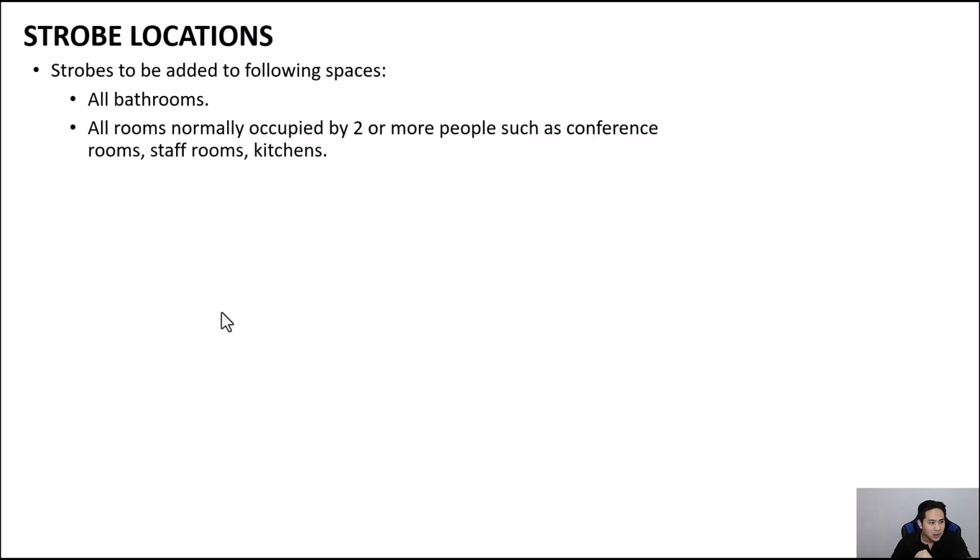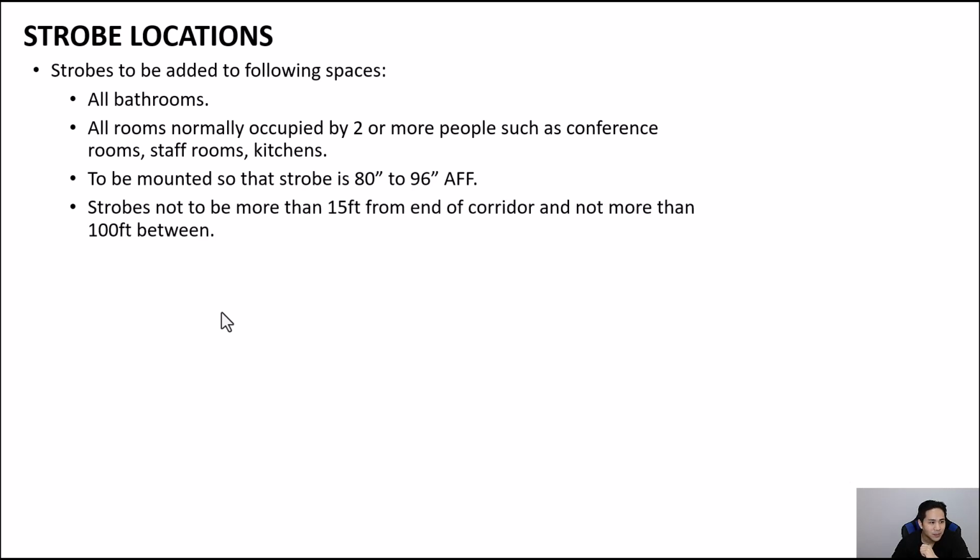Next, we'll talk about strobe locations. And strobes are to be added to the following spaces. All bathrooms need at least one strobe. All rooms normally occupied by 2 or more people, such as conference rooms, staff rooms, kitchens, those type of areas. They are to be mounted so the strobe is 80 to 96 inches above finished floor. And strobes are not to be more than 15 feet from the end of a corridor and not more than 100 feet between strobes. Strobes should be placed so it is visible from anywhere in the room.